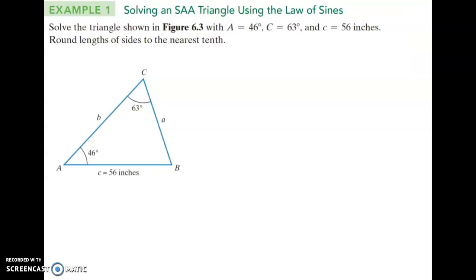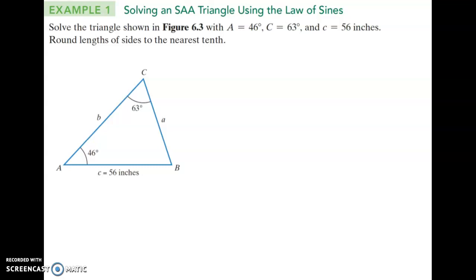So here's our first example from our book. You might want to follow along from the PDF book. You can take notes in your notebook. You can download the PDF from Schoology and take notes like we normally do in class. So here's our first example. We have a side angle triangle, and we want to find the missing pieces of this triangle.